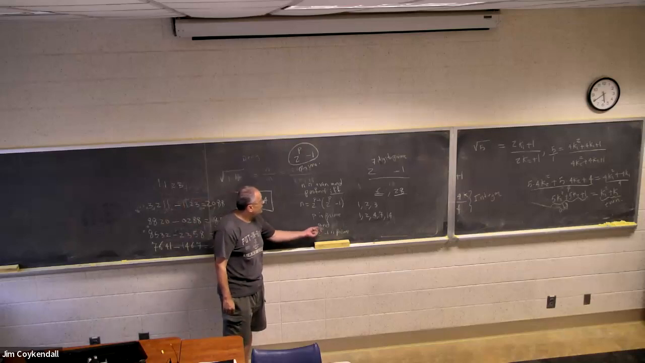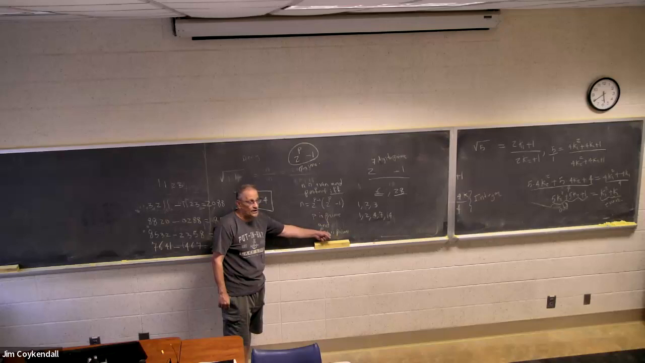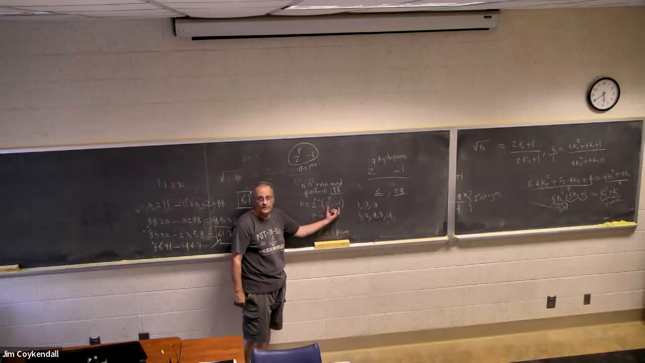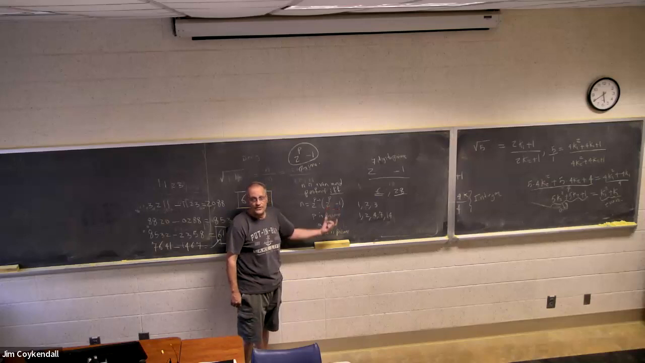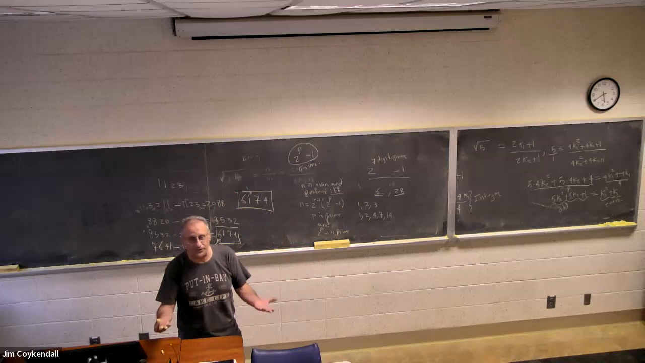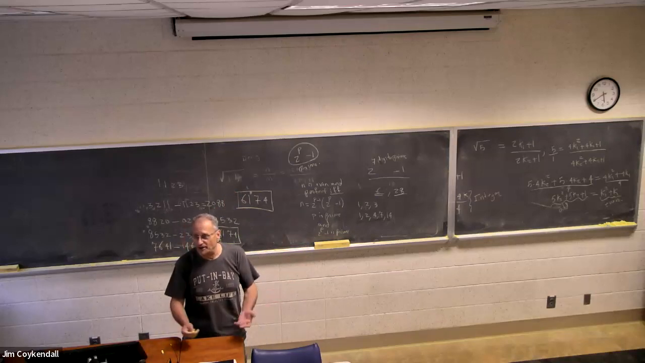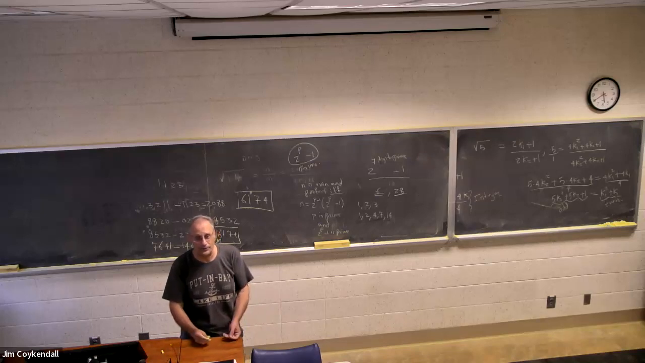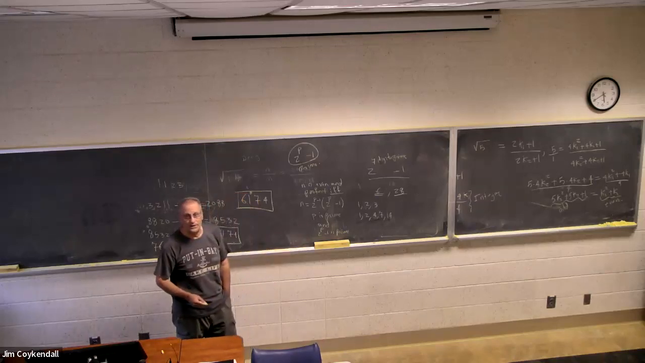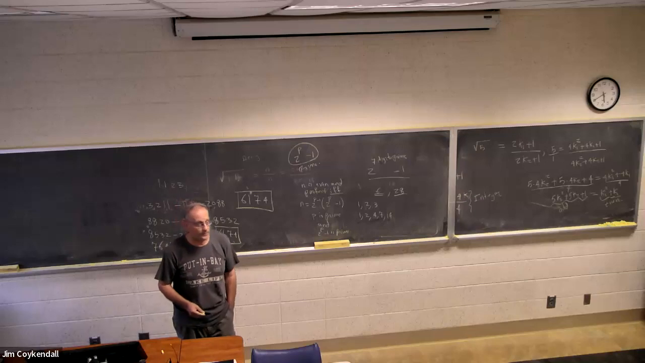So what does this mean when p is a prime? 2 to the p minus 1 is a prime. This means this here has to be what? Mersenne. So if we know there are infinitely many Mersenne primes, then we know there are infinitely many perfect numbers. And if we know there are infinitely many perfect numbers, we know there are infinitely many Mersenne primes.